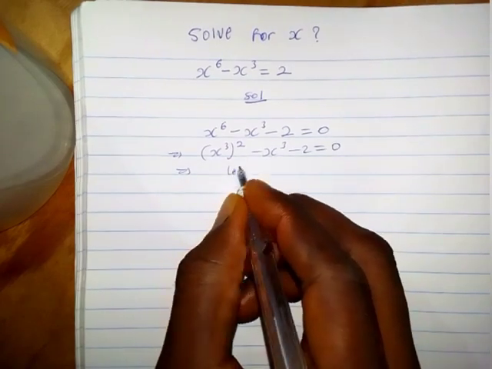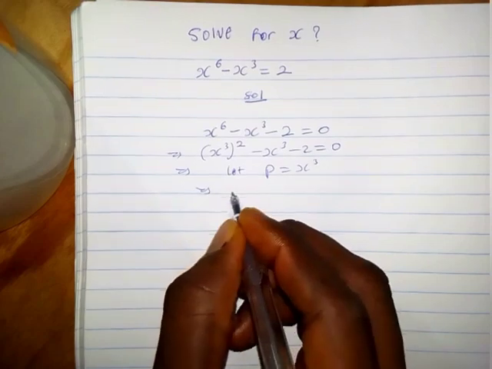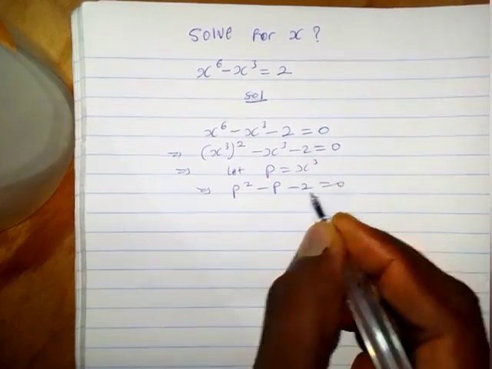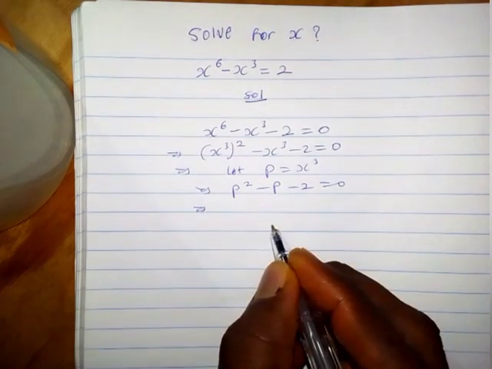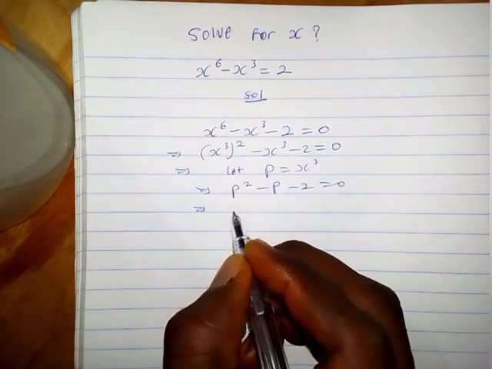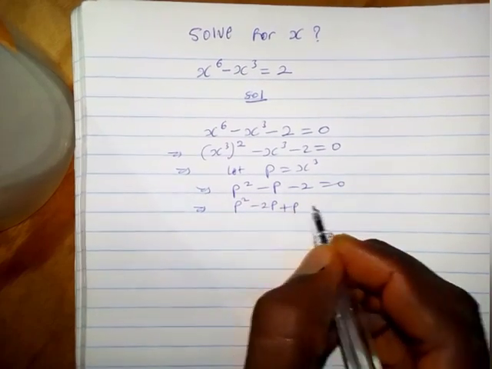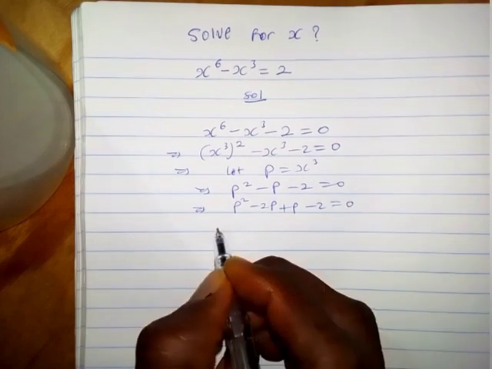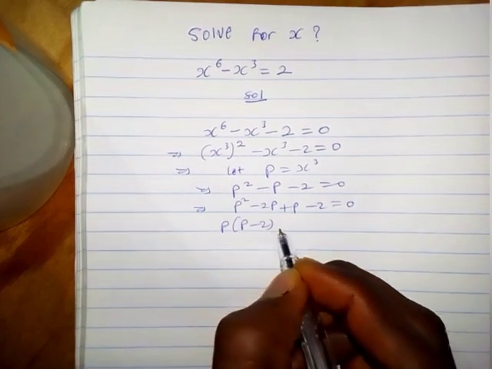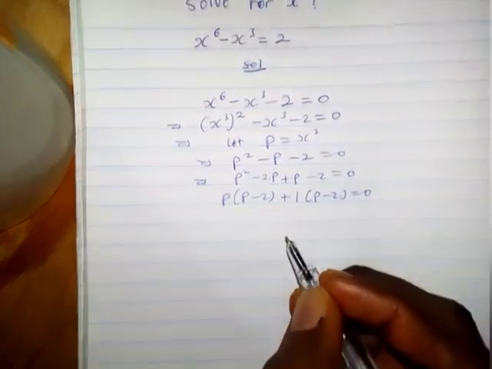So let p be equal to x raised to the power 3. So this implies we have p squared minus p minus 2 equals 0. So we factorize this now. When we factorize, we have p squared minus 2p plus p minus 2, which is equal to 0. So when we pull out the common terms, we have p into p minus 2 plus 1 into p minus 2, which is equal to 0.